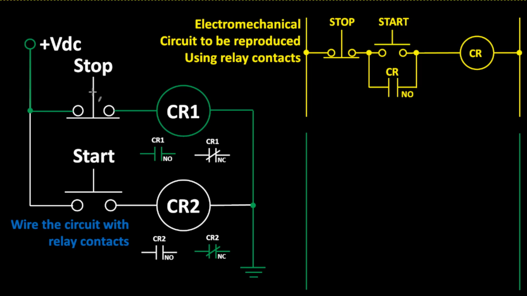So I have a stop push button, which I wired to plus volts, and it's going to control CR1. So you'll see that CR1 is going to be energized because the stop push button is closed. And I wired the start push button so that it's controlling CR2. Well, the start push button is open. Therefore, CR2 is not energized. So I'm going to use the contacts from CR1 and from CR2 to build the ladder logic.